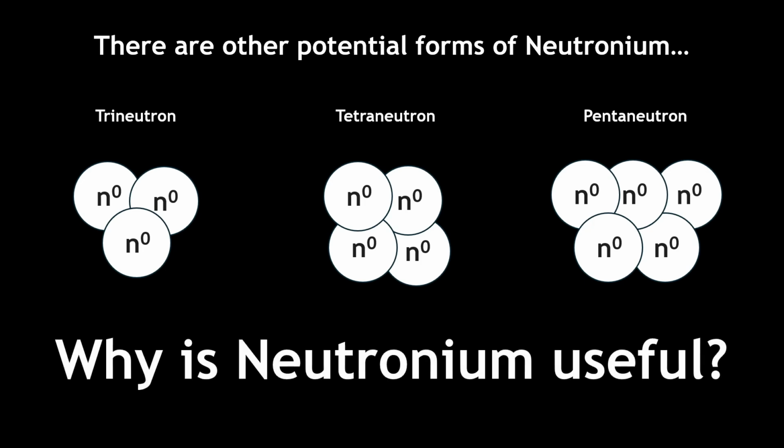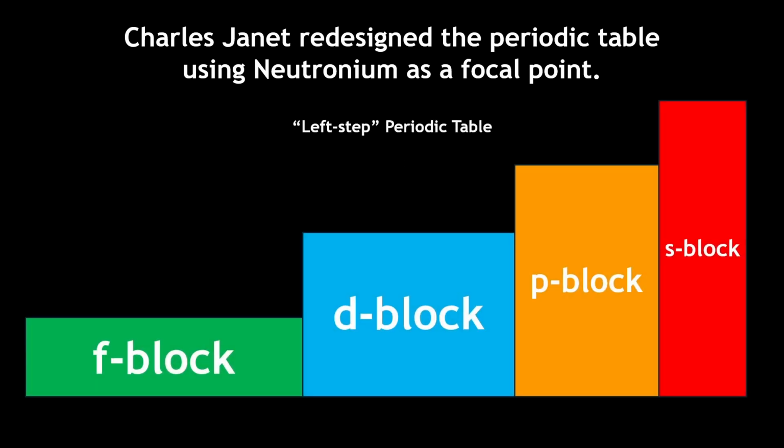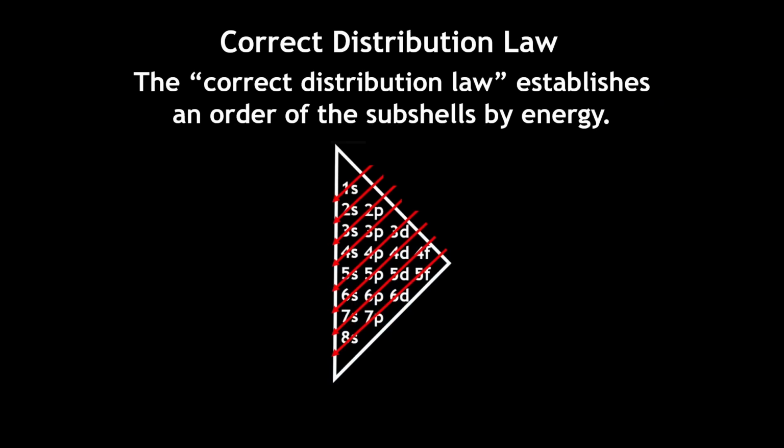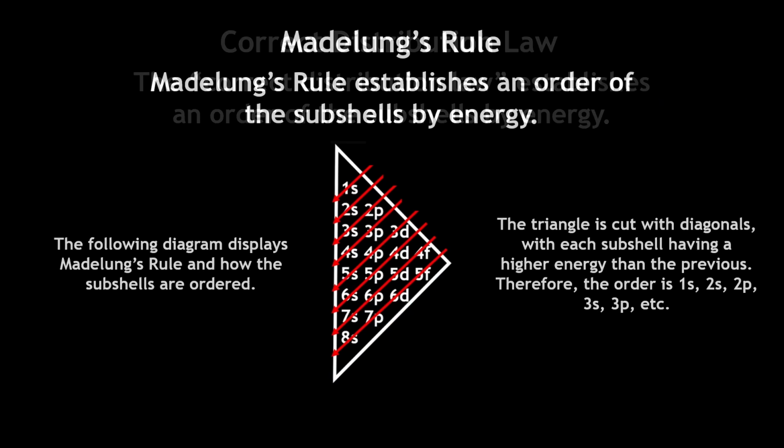So what purpose does neutronium serve? Well, the French engineer and biologist Charles Genet redesigned the periodic table using neutronium as a focal point. He created the left-step periodic table, according to the rule that he discovered called the correct distribution law. This rule is more commonly known as Madelung's rule, and it states the order in which electrons fill an atom's subshells.